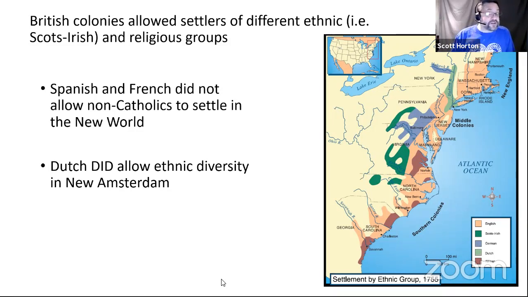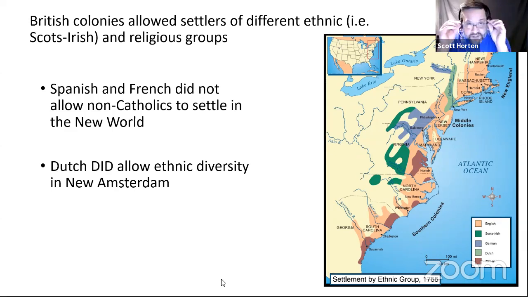But the Spanish and the French did not allow non-Catholics to settle in the New World. So if you weren't Catholic, you weren't allowed to come to the New World. The Dutch did allow ethnic diversity almost by default in New Amsterdam, which today we know as New York City, and of course the colony of New York eventually. So if you ever travel around New York City, there's plenty of ethnic diversity there, and we'll talk about that more in a later episode of our series here reviewing the core.